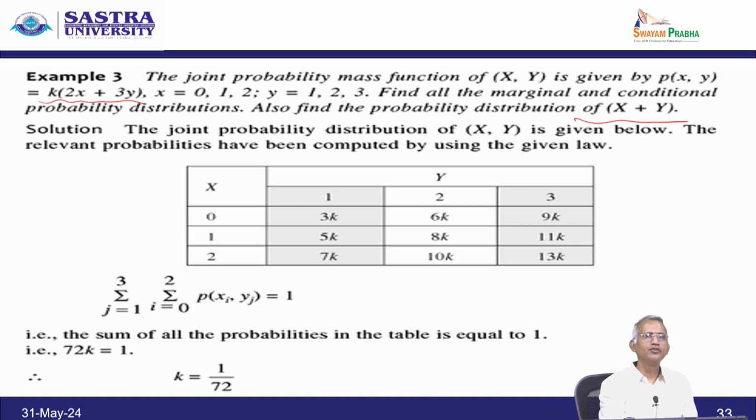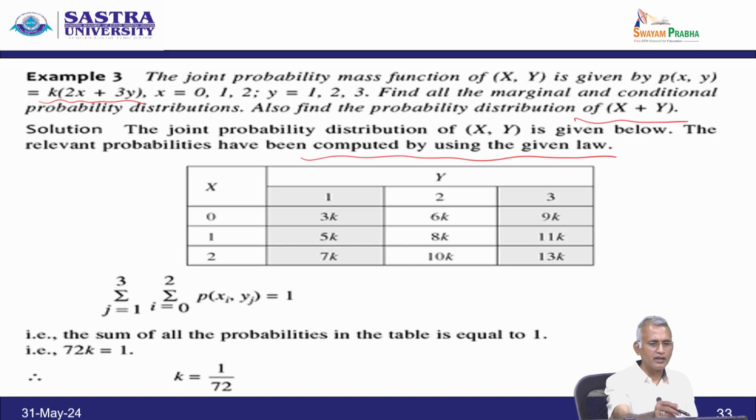Now, we have a joint distribution of x comma y given below. The relevant probability is computed using the given law, where x varies from 1 to 3 and y varies from 1 to 2, and the corresponding table you have to check from the given problem.